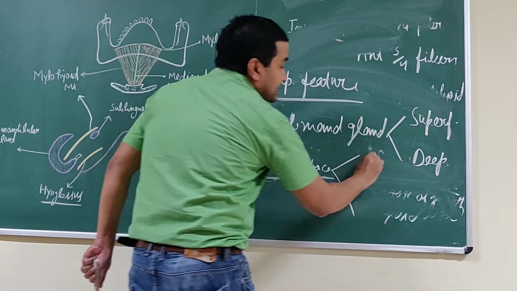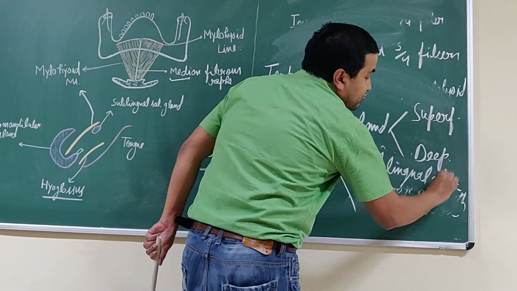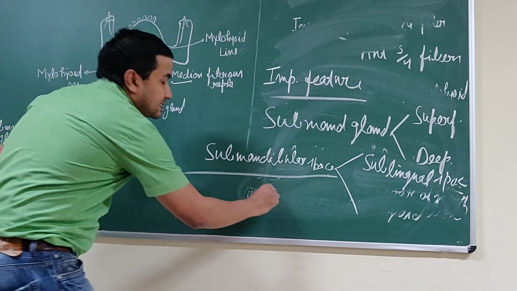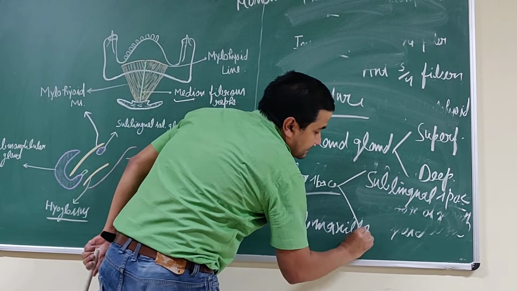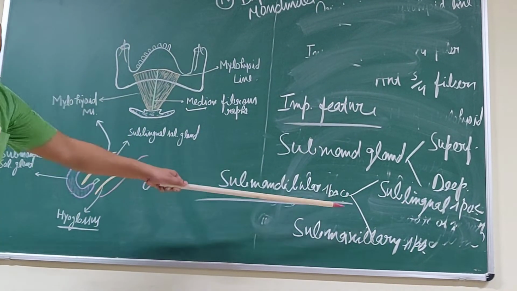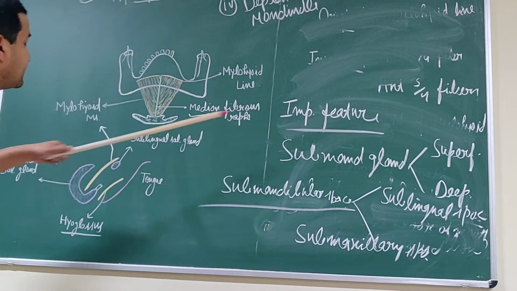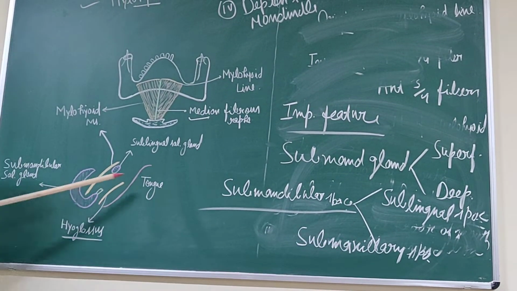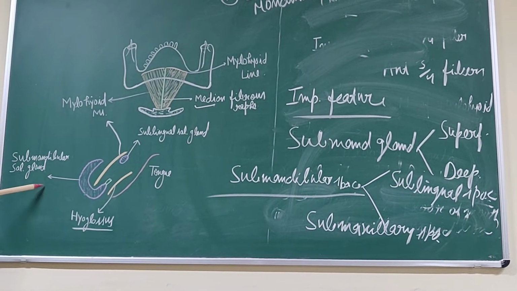The upper part is the sublingual space, while the lower part is the submaxillary space. So these are the two spaces, the division of the submandibular space. The upper space, the sublingual, contains the sublingual salivary gland, while the submaxillary space contains the major, superficial part of the submandibular gland.